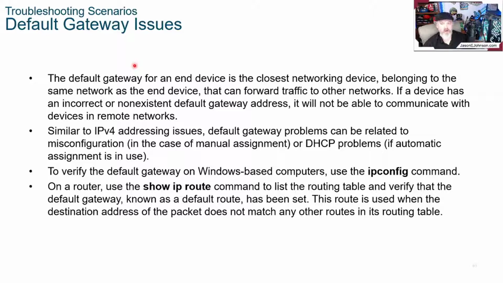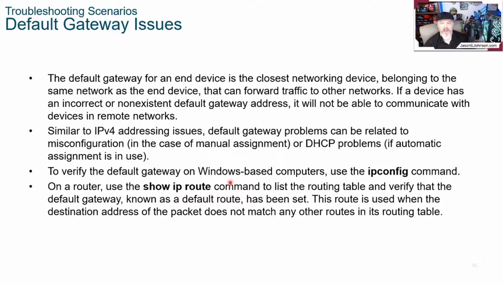You can have default gateway issues. The default gateway for an end device is the closest networking device belonging to the same network as the end device. It can forward traffic to other networks. If a device has an incorrect or non-existent default gateway address, it will not be able to communicate with devices in remote networks. It won't be able to get out of its local area network. Similar to IPv4 addressing issues, default gateway problems can be related to misconfiguration in the case of manual IP assignments, or DHCP problems if the automatic assignment is in use.